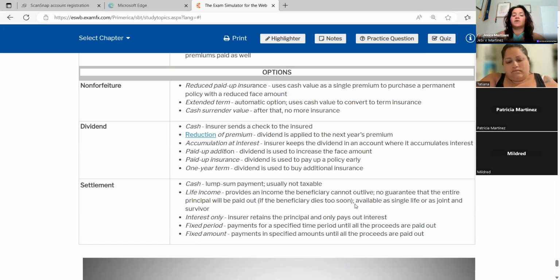Dividends. You have the option of cash, so the insurance company sends you a check. Reduction of premium: the dividend is applied to the next year's premium.